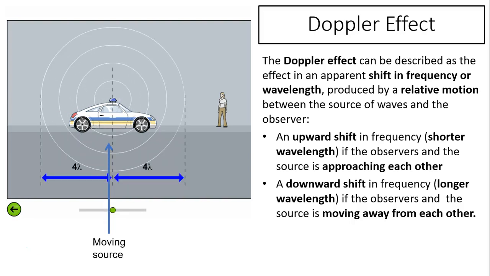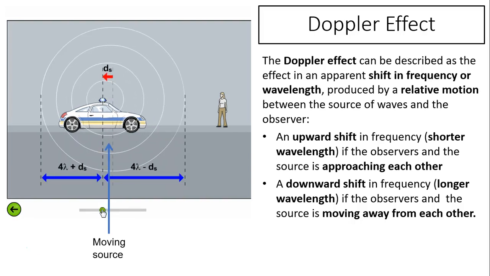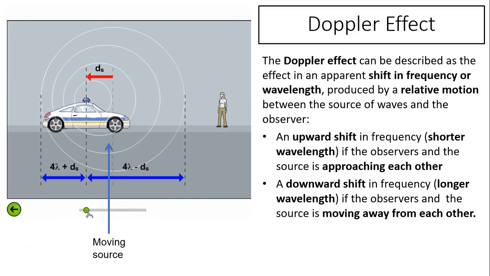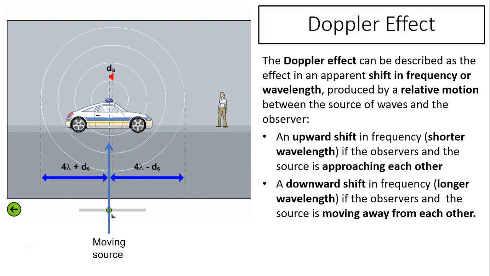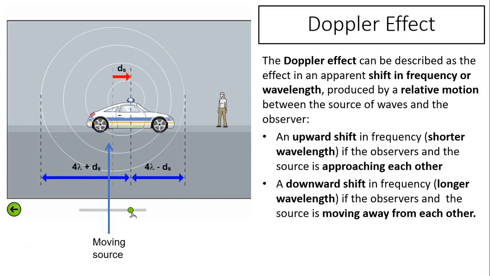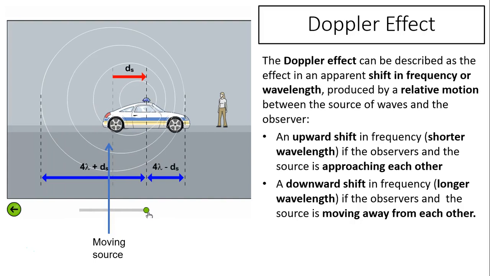Doppler effect can be described as the effect in an apparent shift in frequency or wavelength produced by a relative motion between the source of the wave and the observer. Let's take a look at this animation.